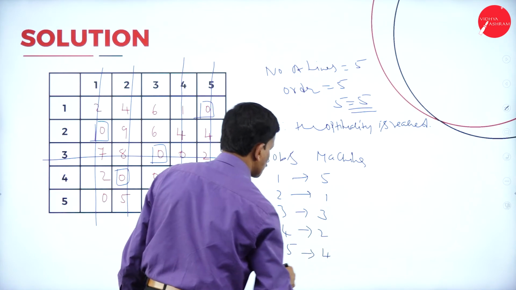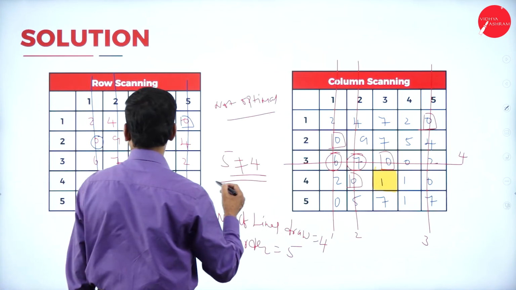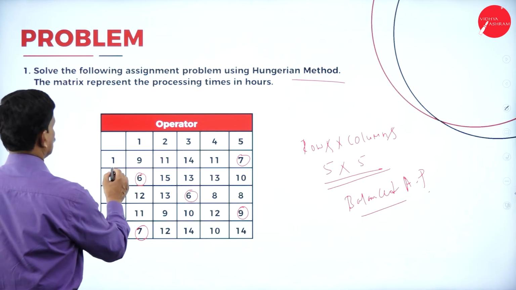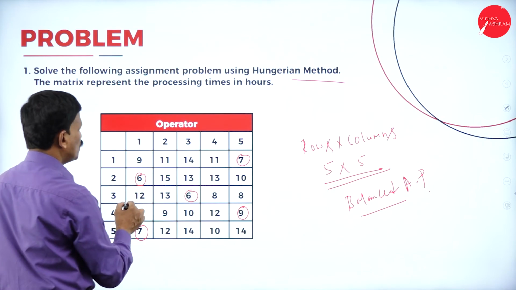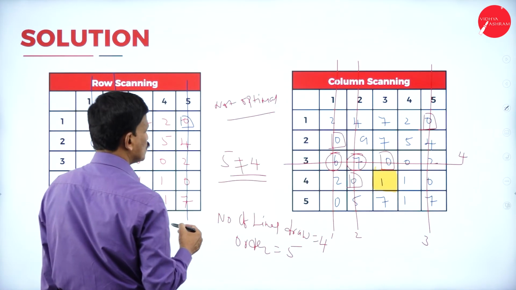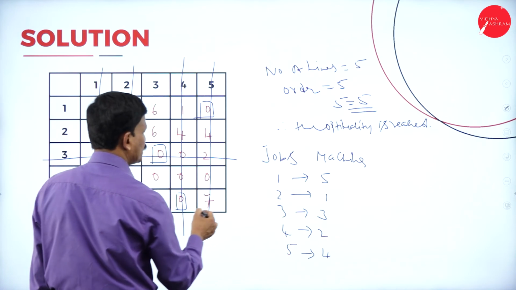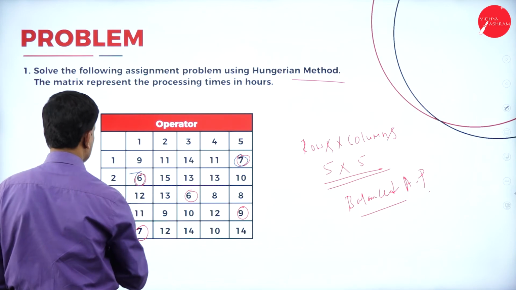Now you can substitute the values. 1 to 5 for first. Now write the cost. 1 to 5 it is 7. We can write 7, 1 to 5. 2 to 1, 2 to 1 it is 6.